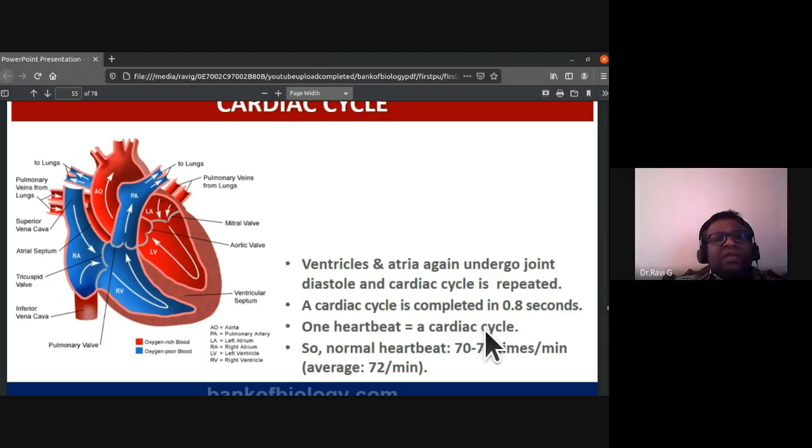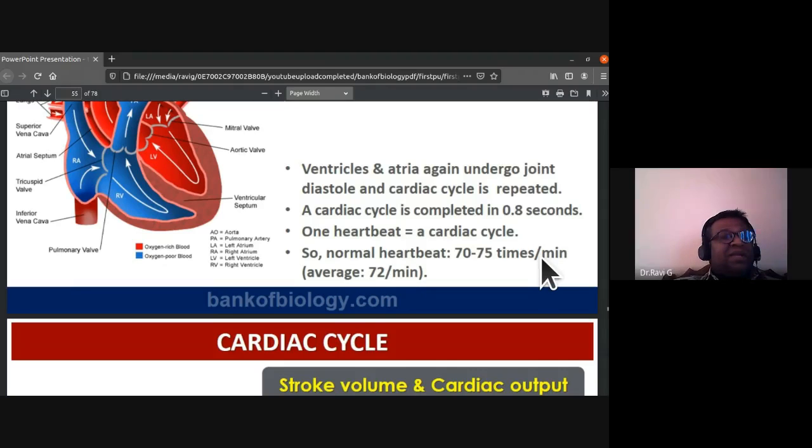One heartbeat involves three phases: joint diastole, atrial systole, and ventricular systole. After ventricular systole comes ventricular diastole, wherein the semilunar valves close and the bicuspid and tricuspid valves open because of atrial pressure. Now they all jointly undergo joint diastole. All this we have to remember. The normal heartbeat is 70 to 75 times per minute, average 72 per minute.